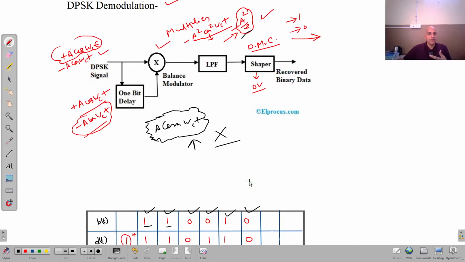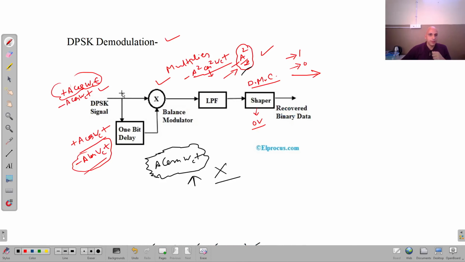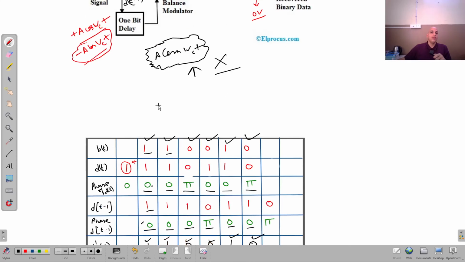And then the decision. So it is coming from here dt, and here dt minus 1, right? This is the product, and then the product will be plus a square cos square omega ct or minus a square cos square omega ct. It is passed through a low pass filter, we will get either plus or minus a square divided by 2. It is passed through the decision making circuit, and then we get the corresponding bit stream, whatever it is, 110010, whatever it is, that will be recovered, right? So this is the working of a DPSK demodulator, right?